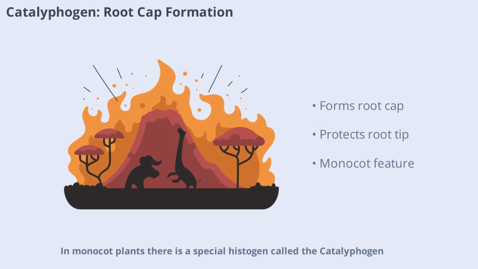In monocot plants, there is a special histogen called the calyptrogen. This group of cells forms the root cap, a protective structure that covers the very tip of the root. The root cap shields the delicate growing tissues as the root pushes through the soil. It also helps the root sense gravity and navigate its environment. The calyptrogen's role is especially important in monocots, where the root cap is a distinct and vital feature.